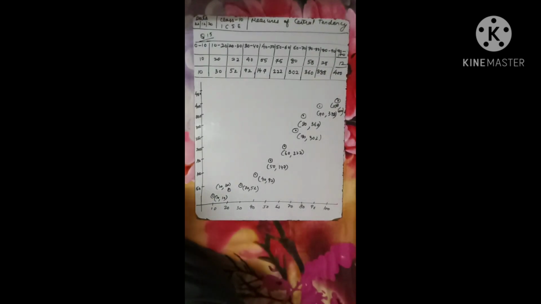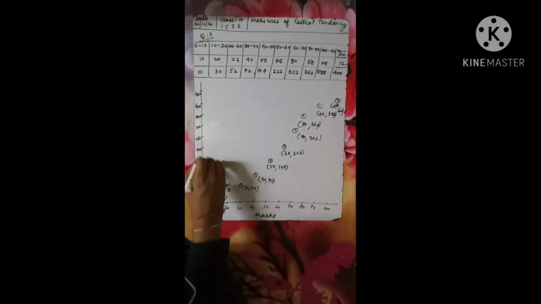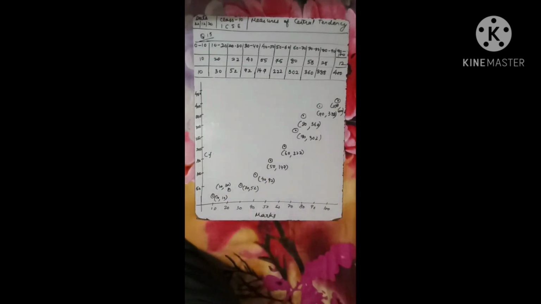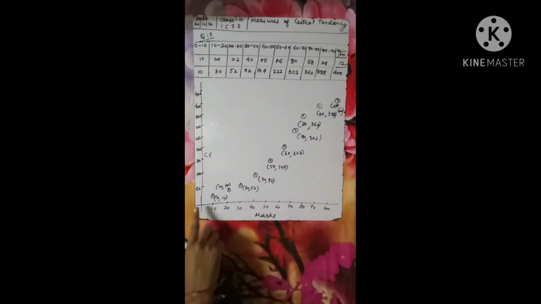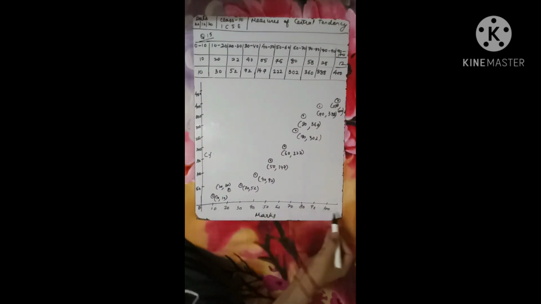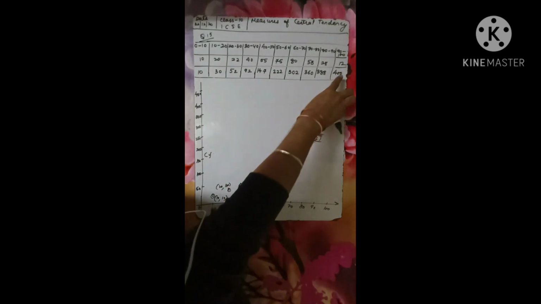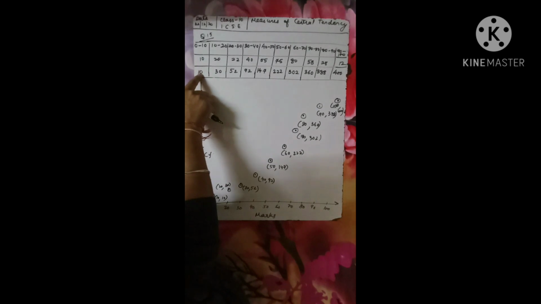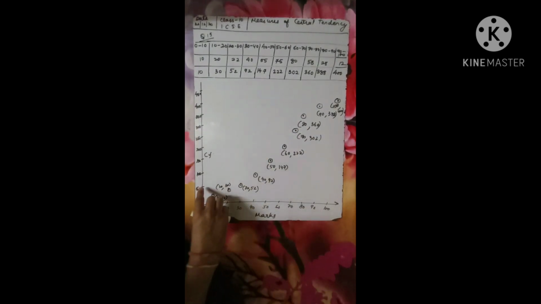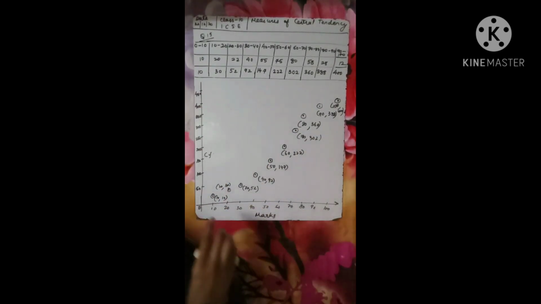First of all we need to make the ogive. So this is how I have made the ogive. As I told you, on the x-axis you have to take marks, and on the y-axis we always take cumulative frequency. As you can see, the marks are from 0 to 10, 10 to 20, and so on up to 90 to 100. Then for cumulative frequency, the maximum is 400 and the minimum is 10, so we can take a 50-50 division: 50, 100, 150, 200, and so on up to 450.